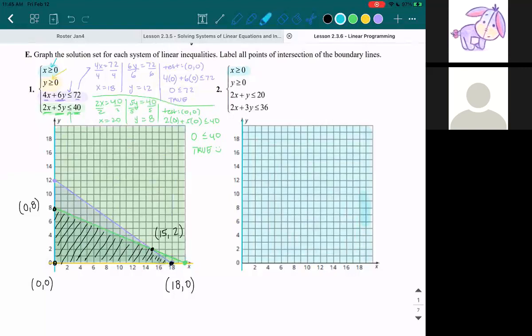Okay, and then our next inequality is y is greater than 0. Once again, we did that one in the earlier problem. So I'm going to do that one again right now in yellow. And so for this one, it's y is greater than or equal to 0, which means I'm going to do a horizontal line at the 0. So like right over there.